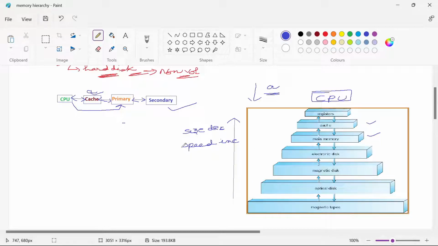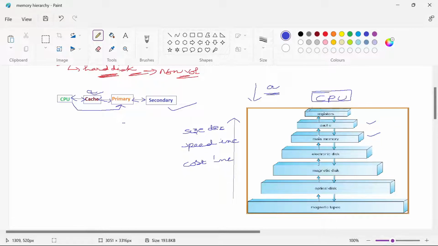And coming to one more parameter, that is cost. What is the cost parameter? The cost of cache memory is more when compared to the cost of main memory, and the cost of main memory is more when compared to the cost of secondary memory. That means cost also increases, in which direction? From bottom to top. I hope you all are following.